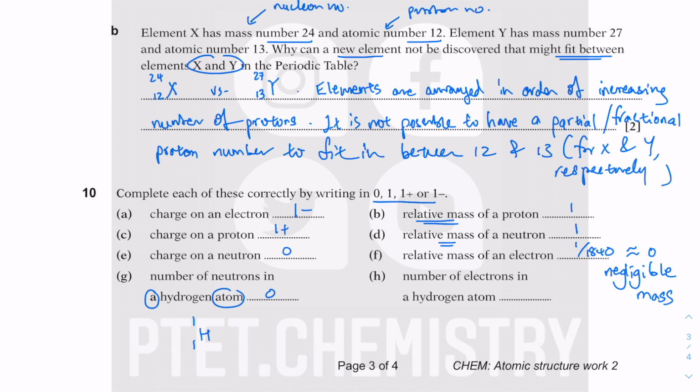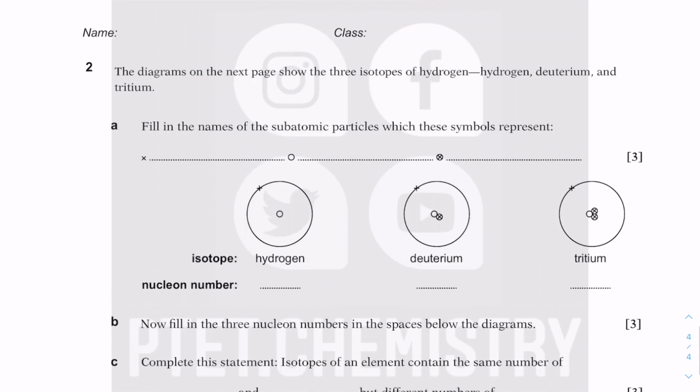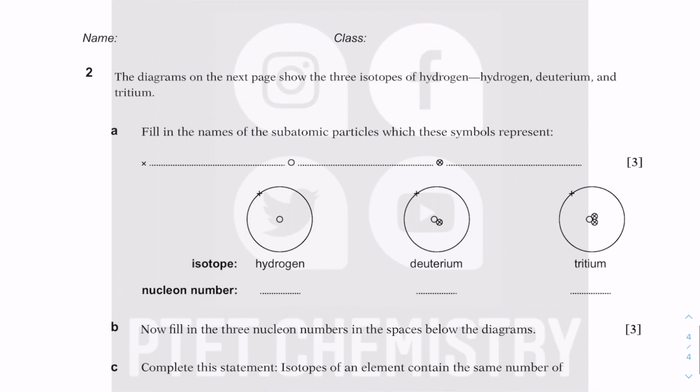And then the number of electrons in a hydrogen atom. So again, the number of protons is 1. Therefore, the number of electrons is 1 because we are talking about an atom. So just 1. Alright? Question 2. Is it question 2? Should have been question 11 actually. Well, anyway. Fill in the names of the subatomic particles which these symbols represent.